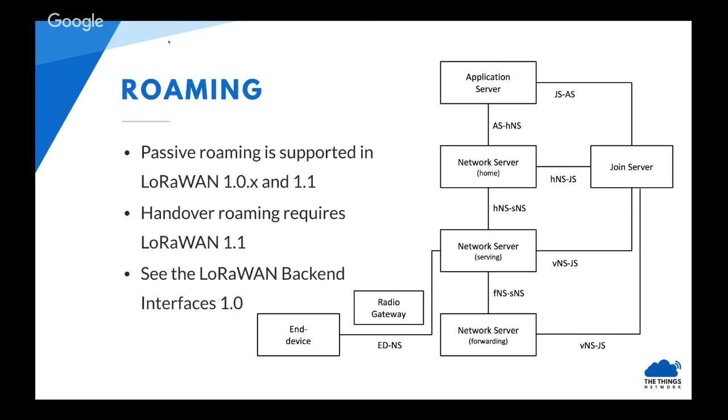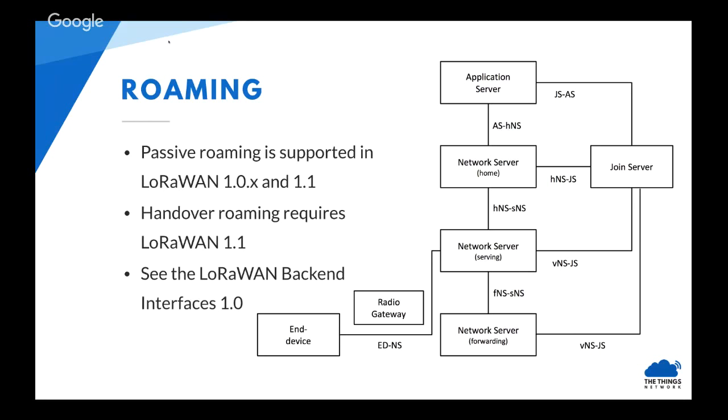Handover roaming requires LoRaWAN 1.1 because this is really where the device is aware of the fact that it is communicating with a serving network server that is not necessarily the home network server. The home network server is where the end device profile is stored. This is the master network server for this device. The serving network server is the network server where the end device is activated, and this network server manages the entire MAC layer, and this is for handover roaming, where the device is communicating on a MAC level with the serving network server. A forwarding network server is a network server where packets are sent and received, and they are being forwarded to the serving network server, and this is for passive roaming.